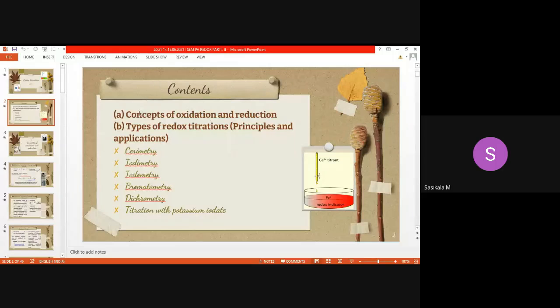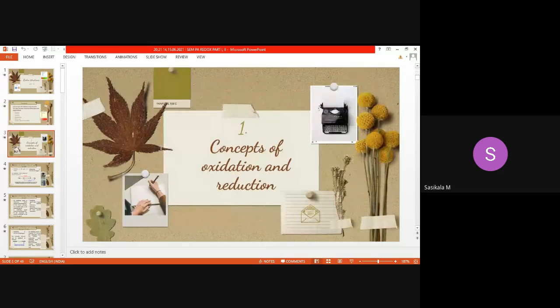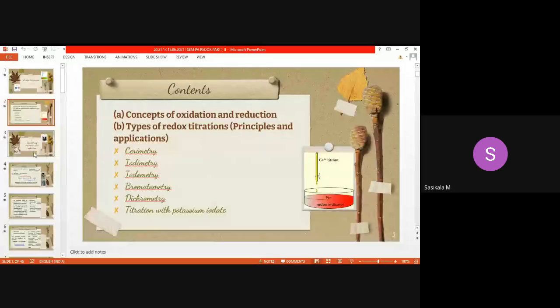The contents as per the syllabus under this title are concepts of oxidation and reduction, types of redox titrations, and principles and applications of various types of redox titrations like cerimetry, iodimetry, iodometry, bromatometry, dichrometry, and titration with potassium iodate. You are going to learn the principles and applications of these six titles. Now let's move on to the first part, that is, concepts of oxidation and reduction.